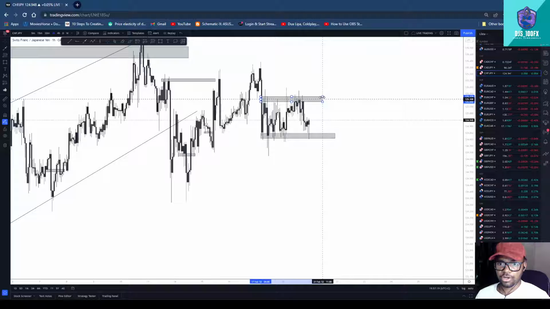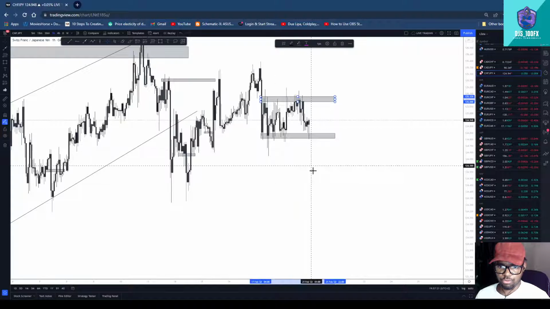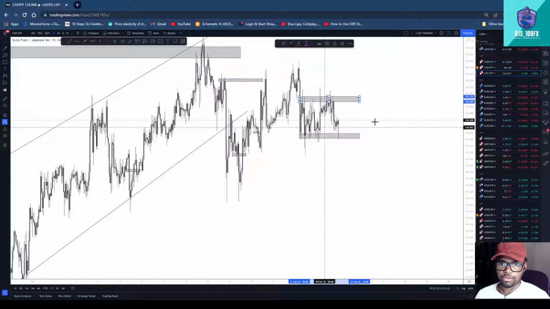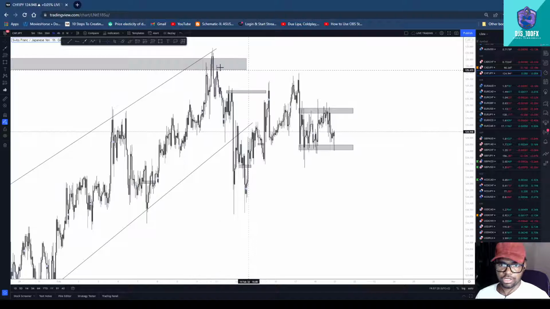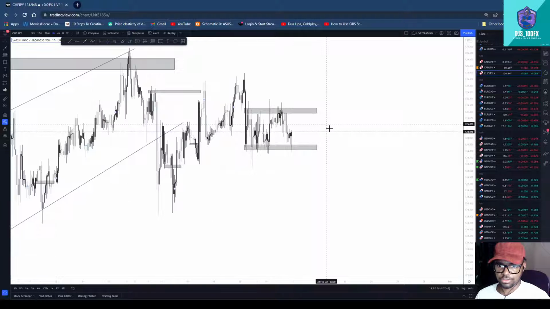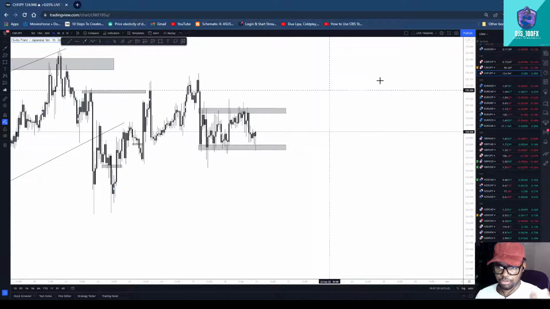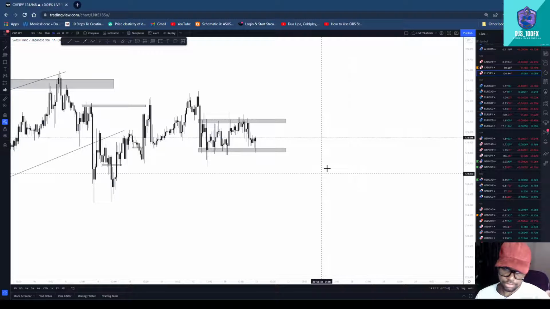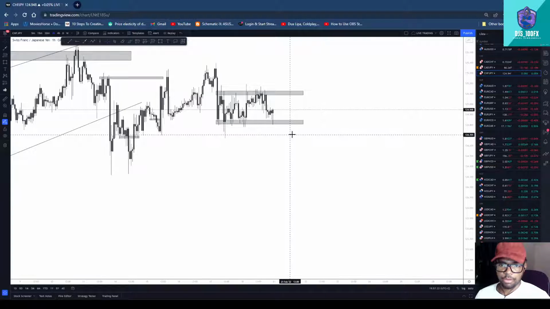A better trade to wait for would be a break below, because a break above has so many obstacles to overcome before it really pushes up. It could push up, I don't know, but the best trade for me to look for would be a break below, retest, and then plan my trade accordingly.